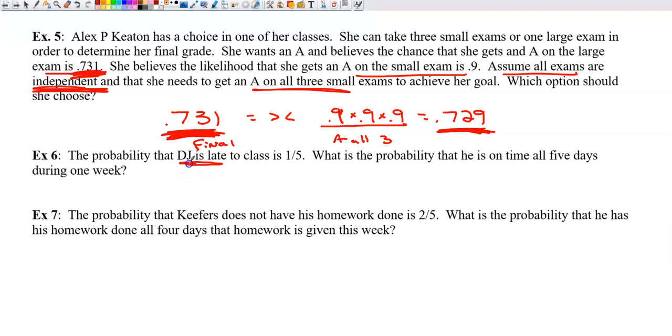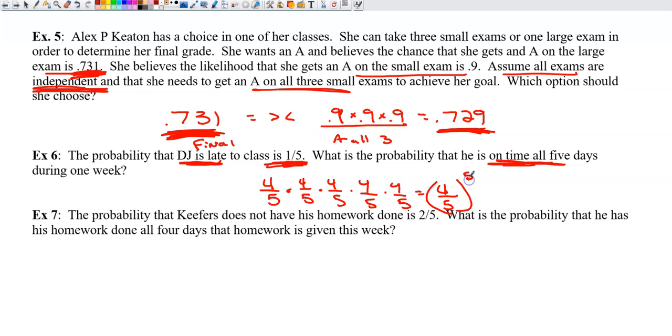The probability that DJ is late to class is 1/5. I'm being nice to you, DJ. What is the probability that he's on time all 5 days? So I've got 5 days in a row. Now, I didn't write it in here, and I kind of do this intentionally. I think it was a mistake at first, but I've left it because I like it. So first of all, they tell me the probability he's late, but I need the probability he's on time. Well, if the probability that he's late is 1/5, the probability that he's on time is 4/5. But that's only for 1 day. I need him to be on time all 5 days. Well, there's a 4/5 chance he's on time on day 1, and a 4/5 chance that he's on time day 2, and 4/5, and 4/5, and 4/5, or 4/5 to the 5th.